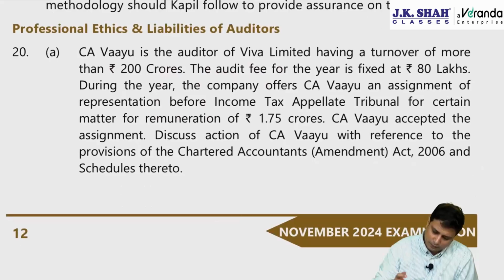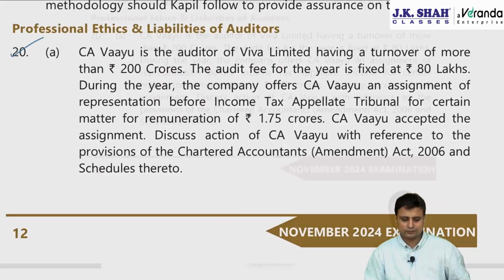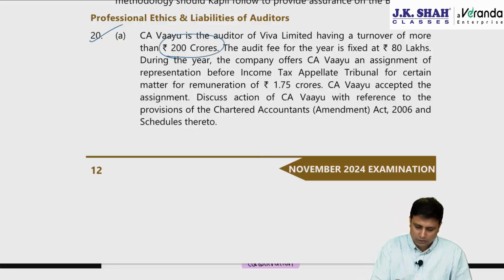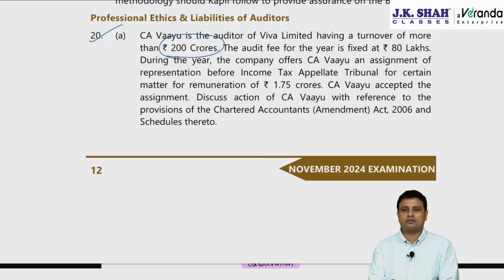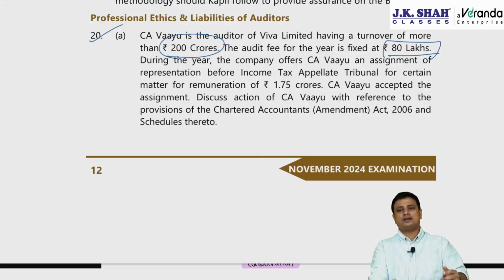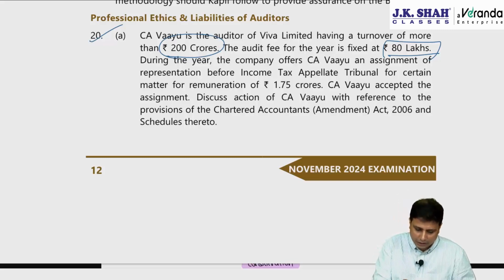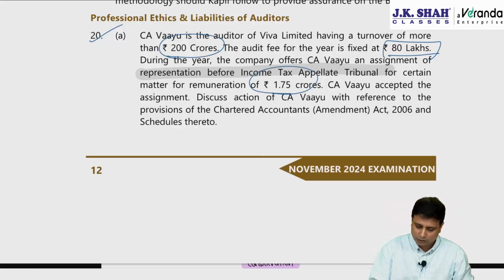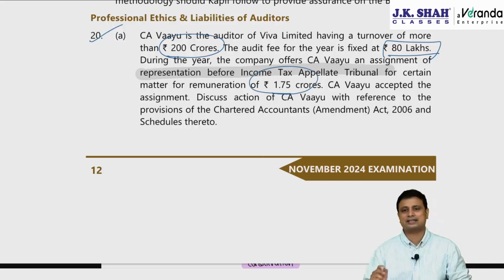Moving ahead to your favorite part, that is your professional ethics. CA Vayu is the auditor of Viva Limited, having a turnover of more than 200 crores. The audit fees for the year is fixed at 80 lakhs. The company offers CA Vayu an assignment of representation before the Income Tax Appellate Tribunal for a remuneration of 1.75 crores. CA Vayu accepted the assignment. Discuss with reference to the provisions of the CA Act and the schedules thereto.